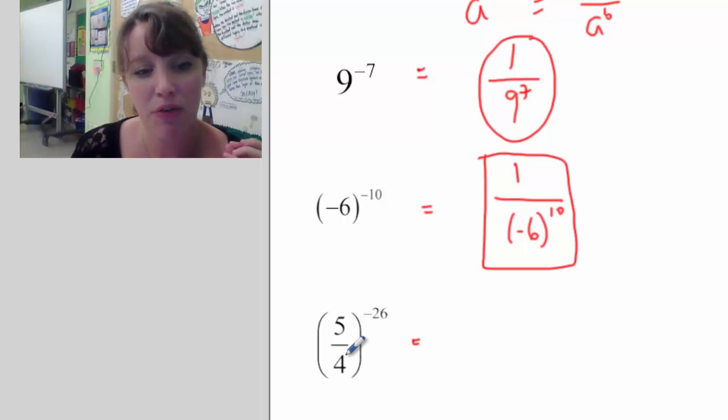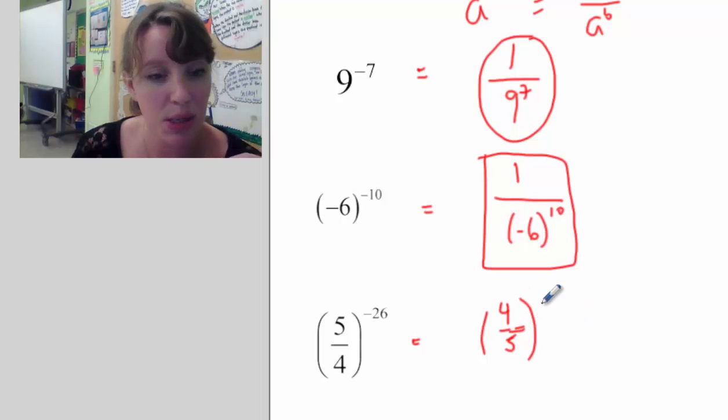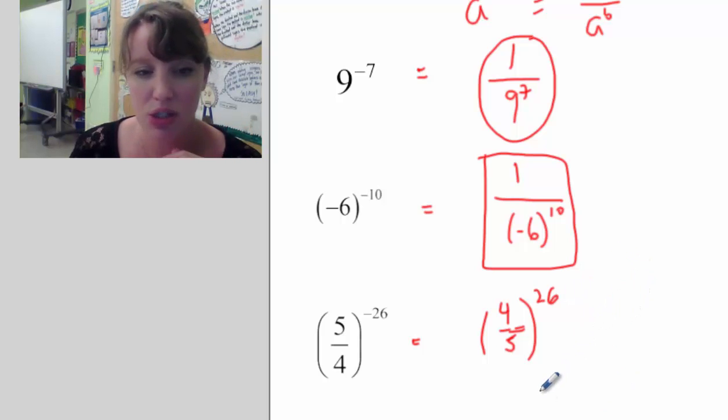Okay? Now we have a fraction raised to a negative exponent. So I'm going to reciprocate the fraction as 4 over 5. Okay? It's a 4 right here. So 4 over 5. Once you reciprocate it, you take the opposite of the exponent like that. And again, I'm not going to try to evaluate it. This would be another fraction. So it would be 4 over 5 multiplied by itself 26 times.